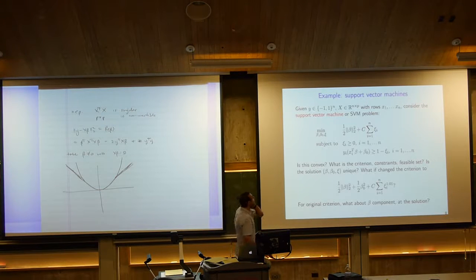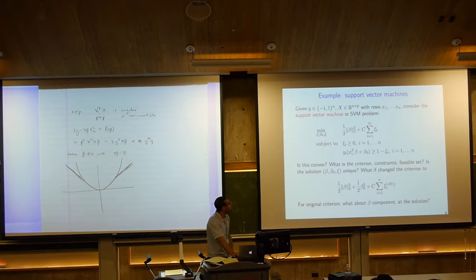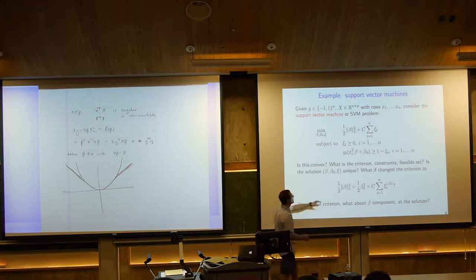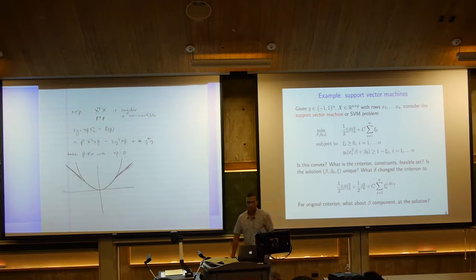So SVMs are another popular problem that people study all the time in machine learning and statistics, more machine learning. It's a way to produce a classifier, a linear classification function. It's linear in the sense that the decision boundary is still linear in the variables. That's all I mean by linear.